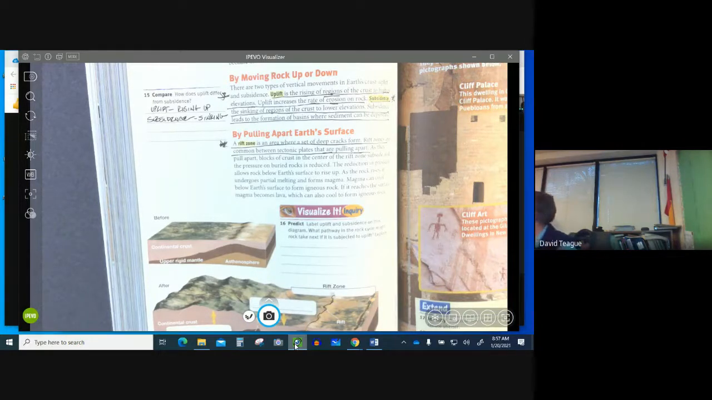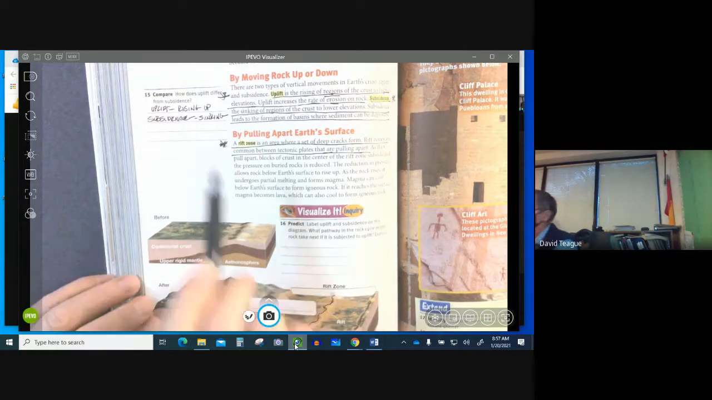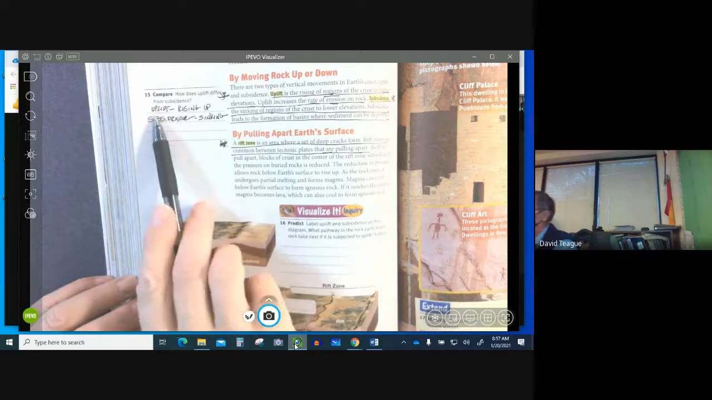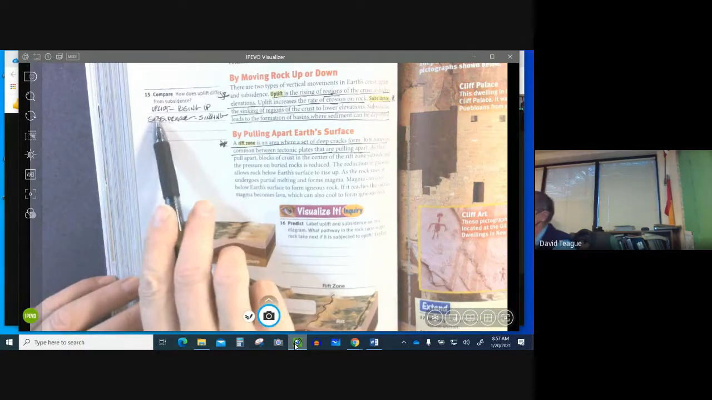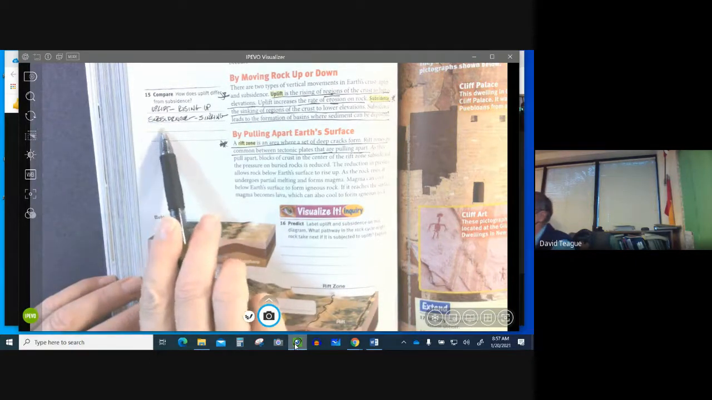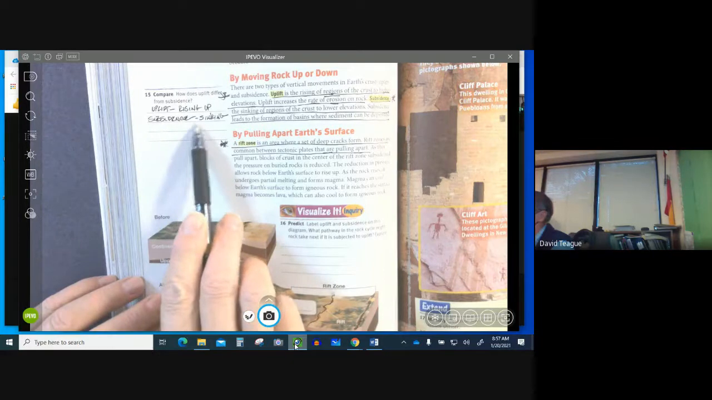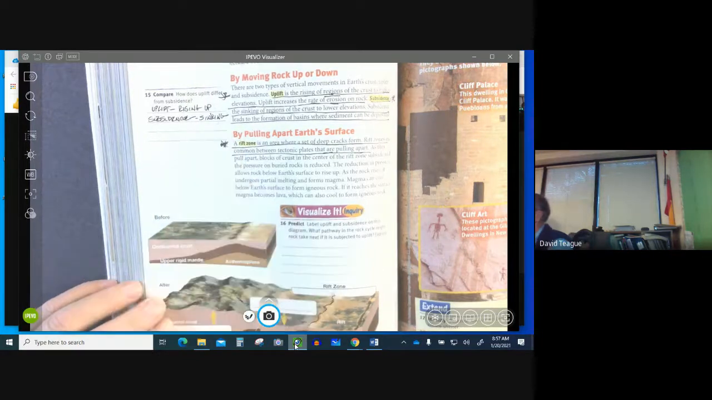What's the first two words on the second line? These right here. Yeah, that's uplift. Oh, second line, that's subsidence. And then I just put a hyphen and put sinking.